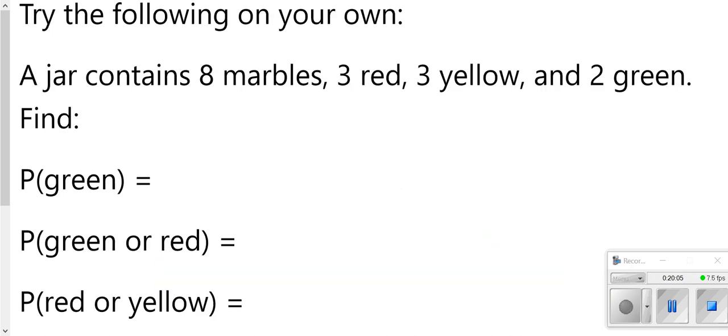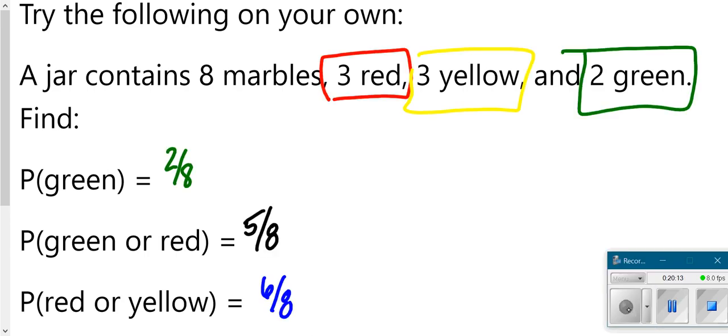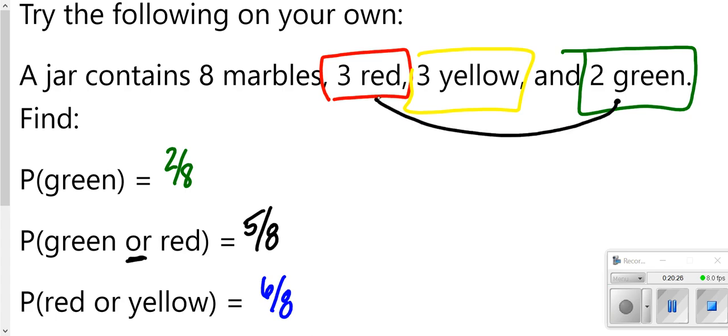Okay, this one has some marble questions on it. Again, I'd like you to pause and then come back. Okay, so hopefully you got these right. Probability of green or red: 2 out of the 8 marbles are green. So notice that with the or, what I ended up doing is taking the green and the red and adding them together. So or in probability is going to actually indicate adding. That's super weird, I know that. Usually and indicates adding. That is not the case in probability. And then red or yellow, combine those by adding, and you get 6 out of 8.